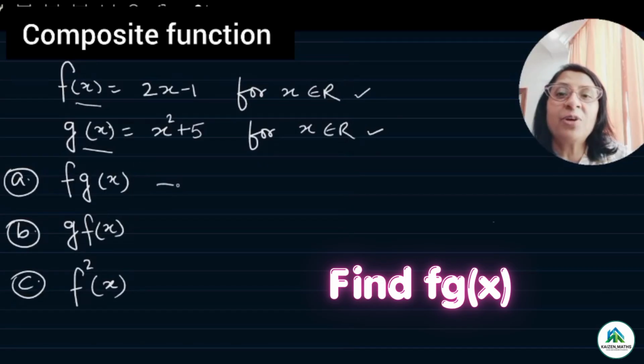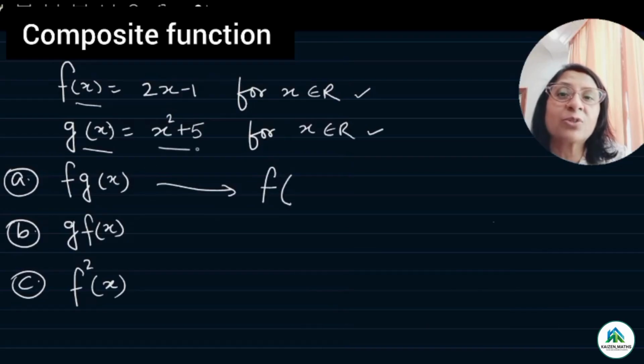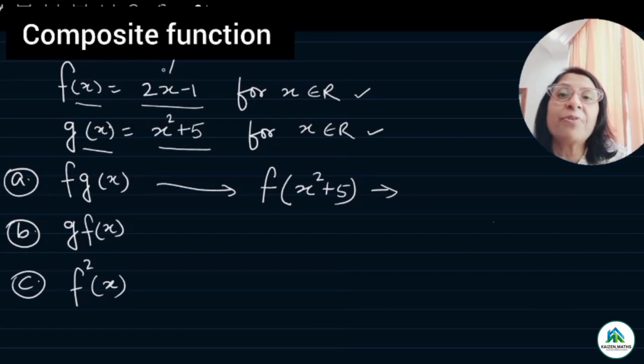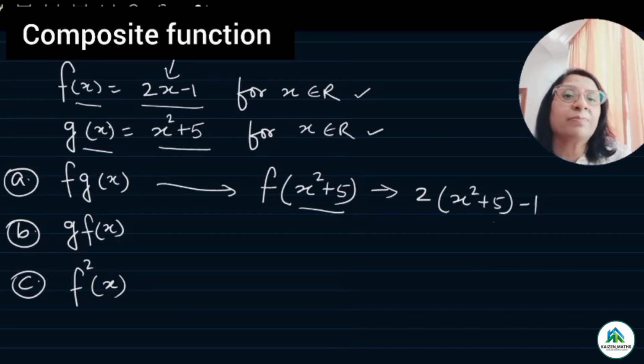So to find out f of g of x, we have f, and at the place of g of x, what? x square plus 5. Okay, so this is x square plus 5, right? Now what is our function f? Function f is 2x minus 1. So at the place of x, we will substitute this value. Okay, we have 2 multiplied by x square plus 5 minus 1, right?